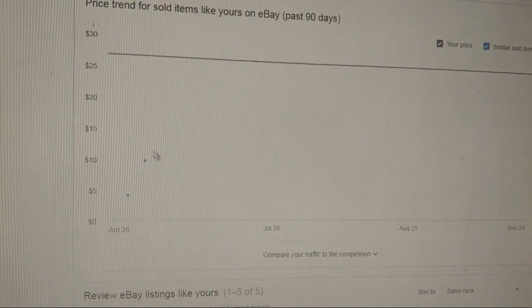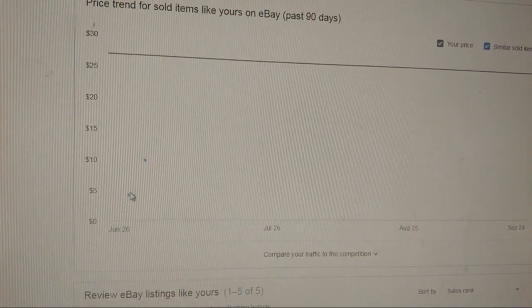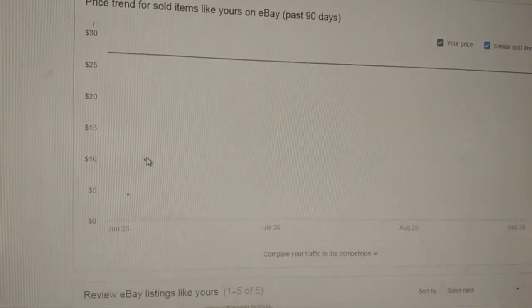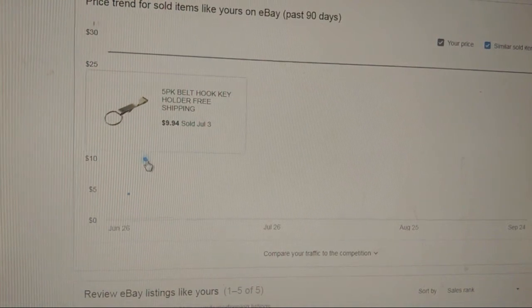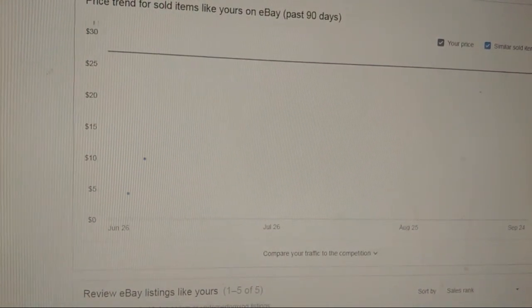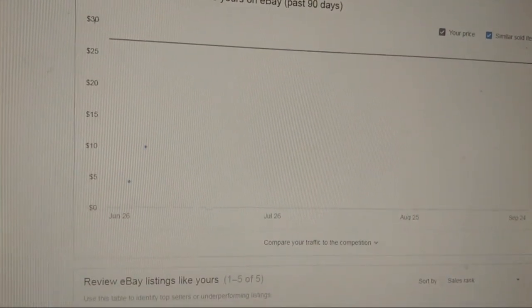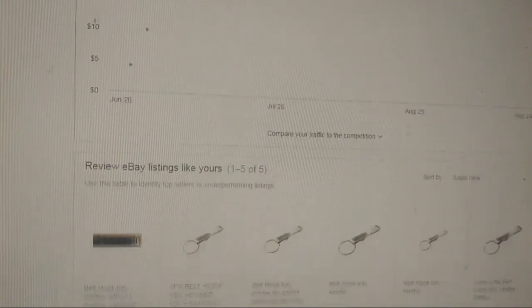Two items like mine have sold since that time. If you hover, it gives you the price. One was sold for $4.21, and another one was sold for $9.94. As you can see, both of those were sold at lower prices than mine. So that might encourage me, like, hey, nobody's biting on this. You might want to do something about it.